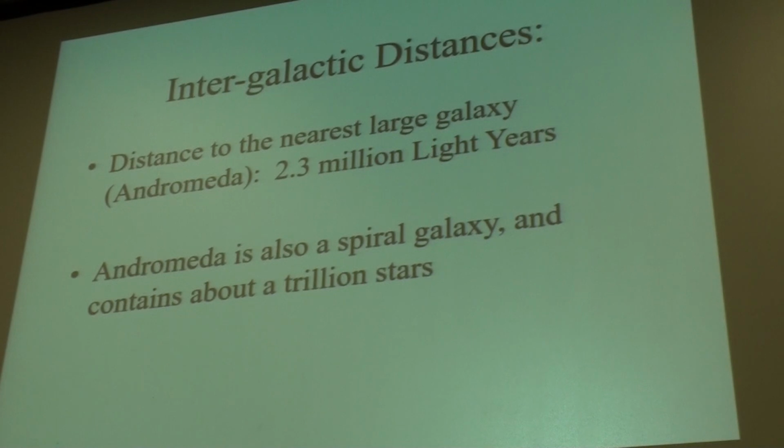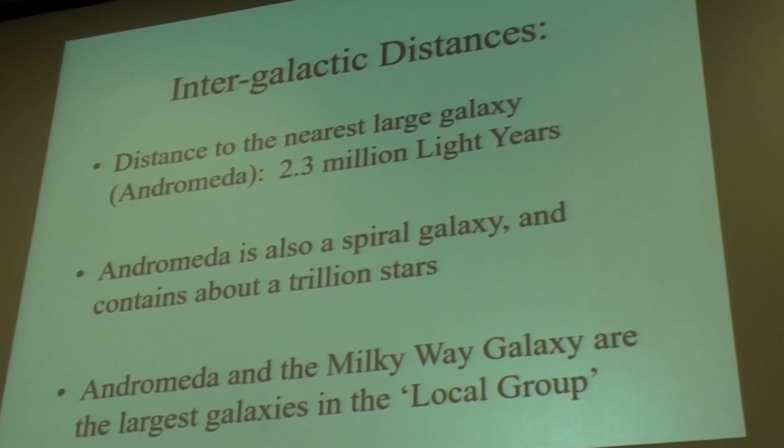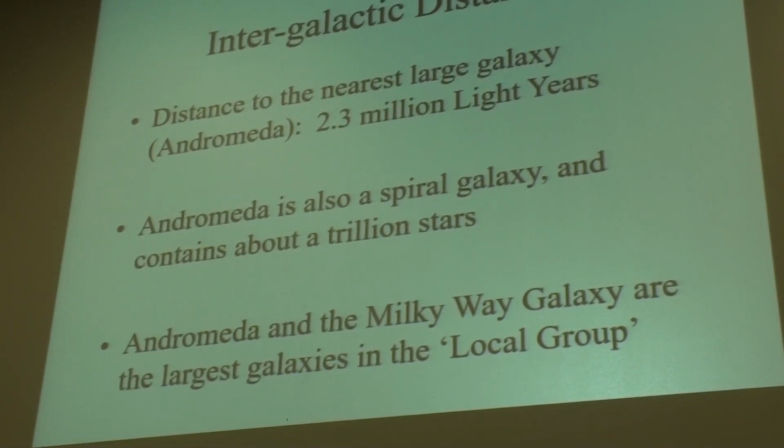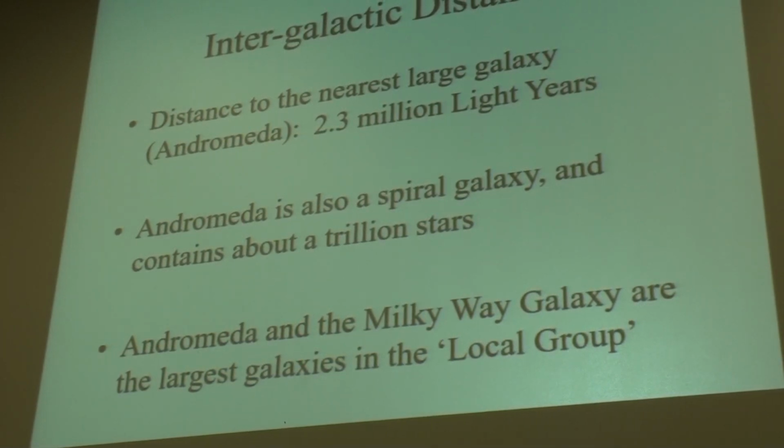It's also a spiral galaxy, and it contains a few more stars than ours. Ours is on the order of hundreds of billions, our Milky Way. Andromeda is about 1 trillion. And Andromeda and Milky Way are linked together by gravity and are the largest galaxies in a group of galaxies that we call the local group.